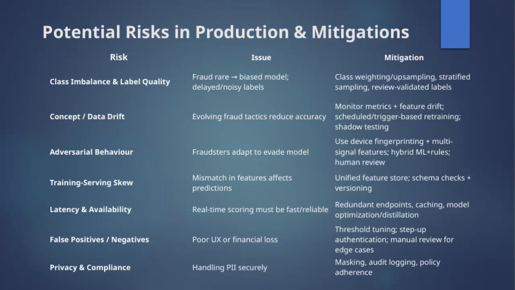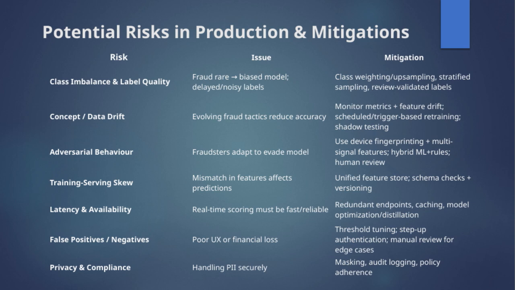Now let's look at some of the potential risks in production and how we can mitigate them. First, there's class imbalance and label quality. Since fraud is quite rare, our models can become biased, and delayed or noisy labels can further impact performance. To address this, we use techniques like class weighting, upsampling, stratified sampling, and review-validated labels to improve accuracy.